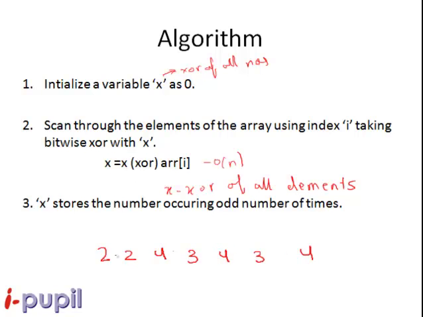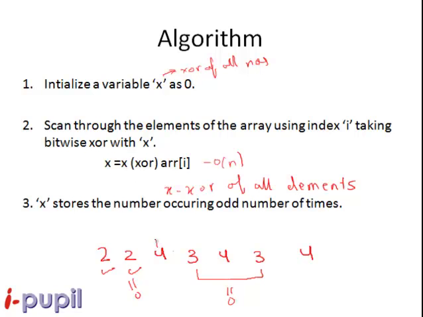Okay, so we start taking XOR from the first element. As we can see, 2 occurs twice. So XOR of 2 with 2 would be 0. Right. So 4 occurs 3 times. Let's not consider 4 right now. So 3 occurs twice. So XOR of 3 with 3 would again be 0.